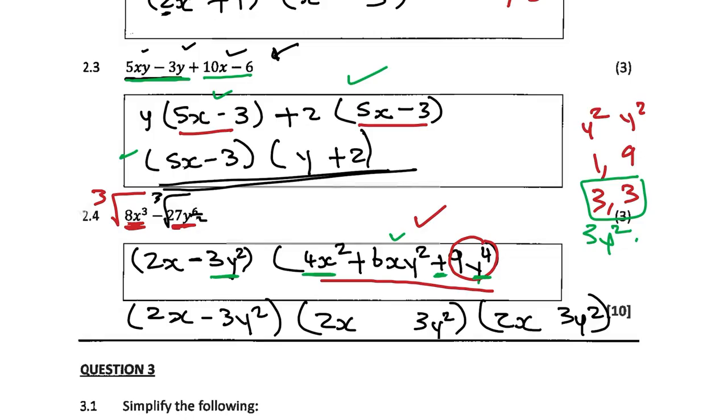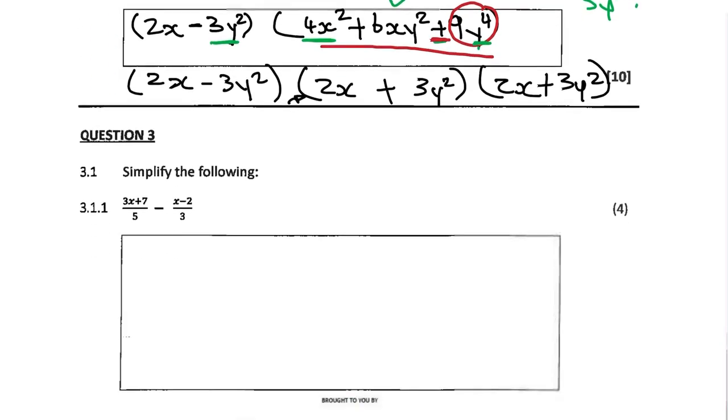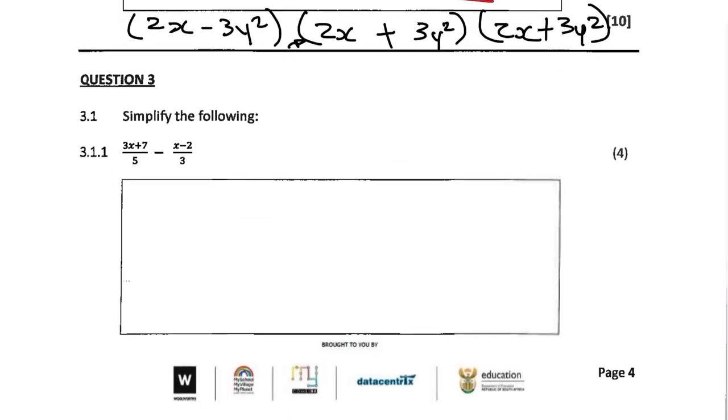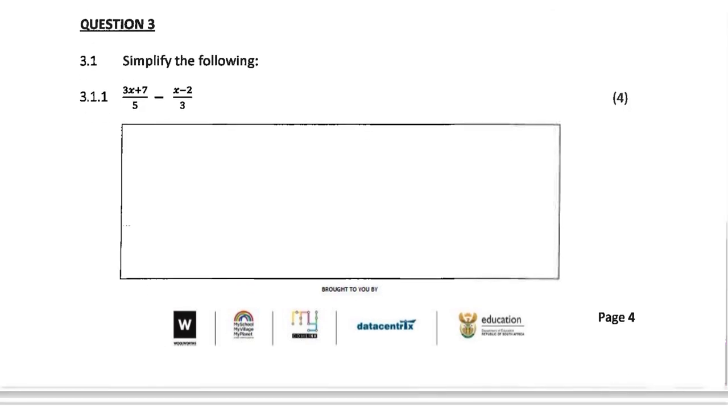Okay, so now the last thing that you do, what? You say now, okay, the last sign is positive, so that means you're going to have the same sign. So this is going to be positive and positive. So you can check now, if you just simplify this, will it get you back to the answer there? I bet it will definitely get you back to the answer. So that is how you will factorize 2.4. So now let us look at the last question, whereby we have to simplify the following fractions here.